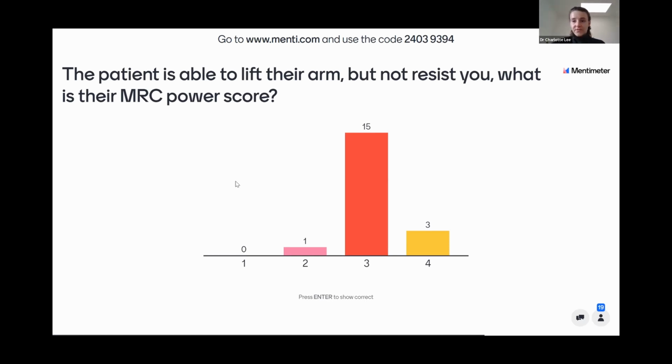So remember, 5 is full power, so they've got full strength in that arm. 4 is slightly reduced power, so they're able to lift and able to resist you, but not as much as you would hope. 3 is when they're able to lift it against gravity, but they can't offer any resistance. So that's why this person is 3. If it was 2, they would be able to move it when gravity is eliminated, so they wouldn't be able to lift their arm off the couch, but they would be able to move their arm on the couch. And then 1 is just a flicker of movement, and 0 being nothing. So well done for most of you. The answer is 3.